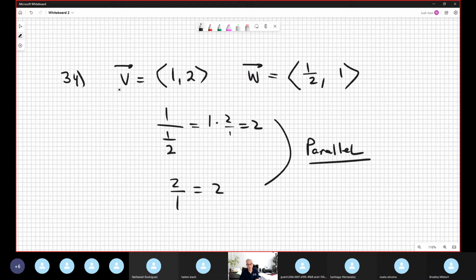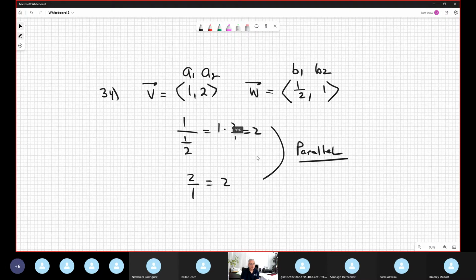This is a fantastic way to prove that. You divide components. So you divide, for example, the first component of the first vector by the first component of the second vector. And you divide the second component of the first vector by the second component of the second vector. See, the answer is the same number, parallel. Okay, super.